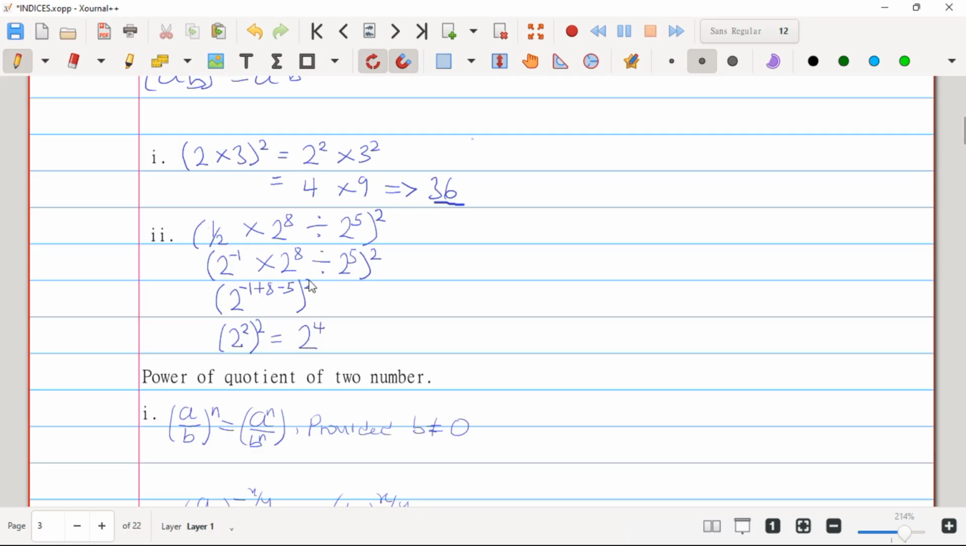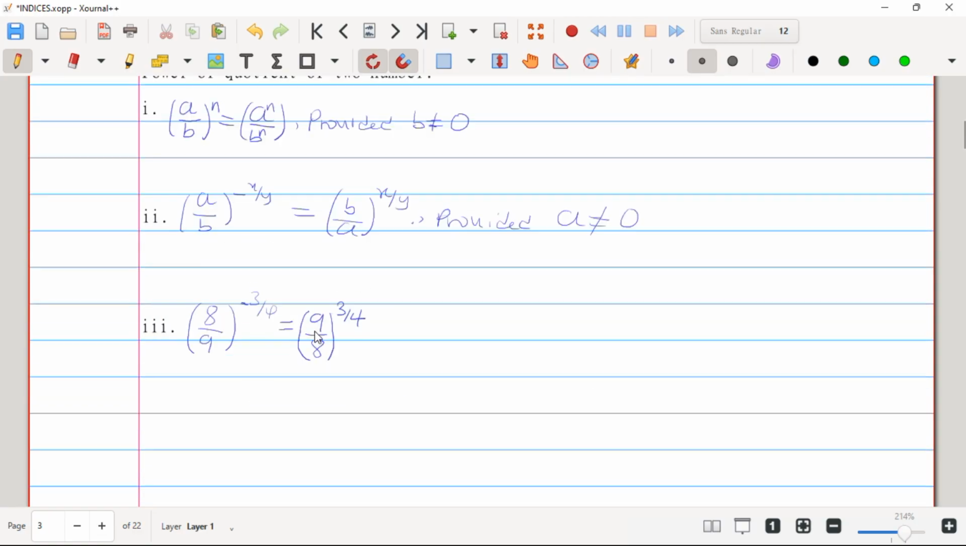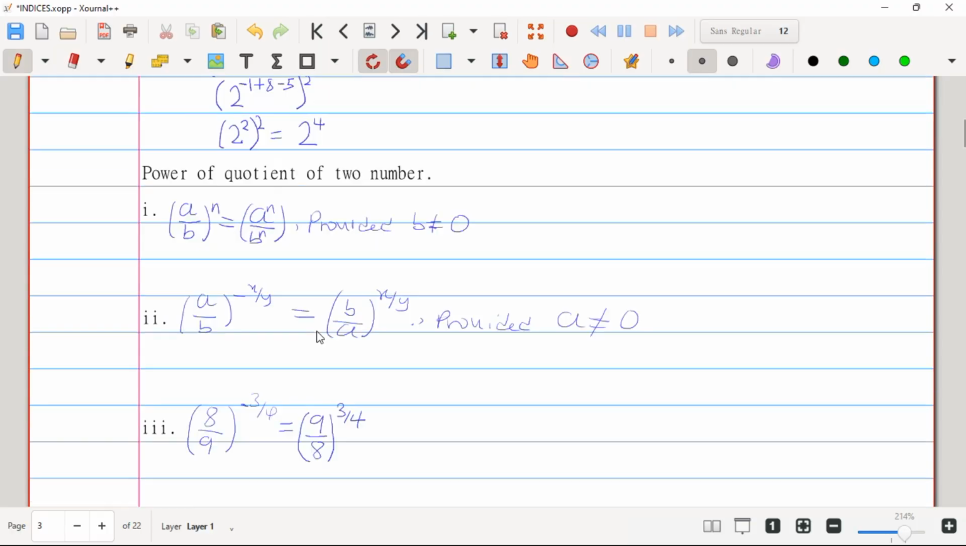So this whole expression can be written as 2 raised to the power negative 1 times 2 raised to the power 8 divided by 2 raised to the power 5. Here we add the first and then subtract the last. So we add negative 1 plus 8 minus 5, right? All raised to the power 2. When you add everything perfectly, you have 2 raised to the power 2, all raised to the power 2, which is surely going to give us 2 raised to the power 4, right?